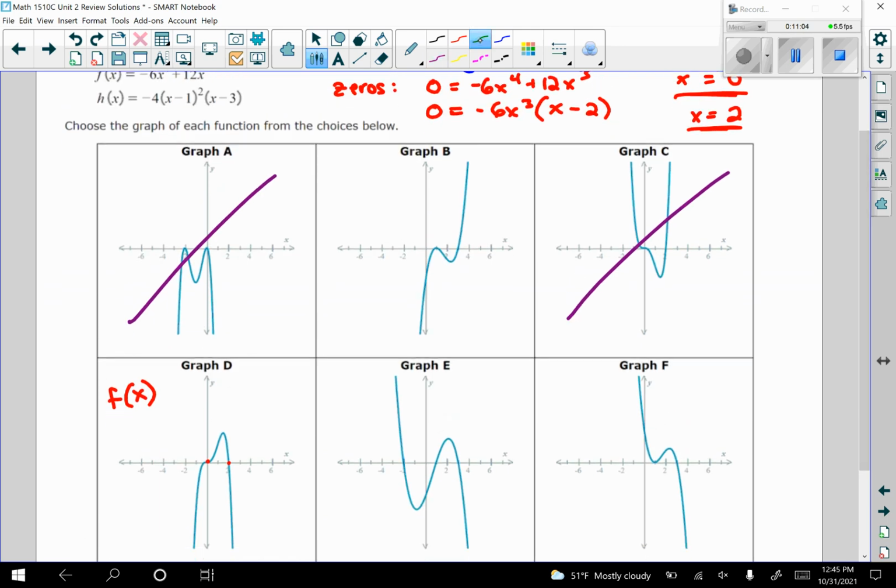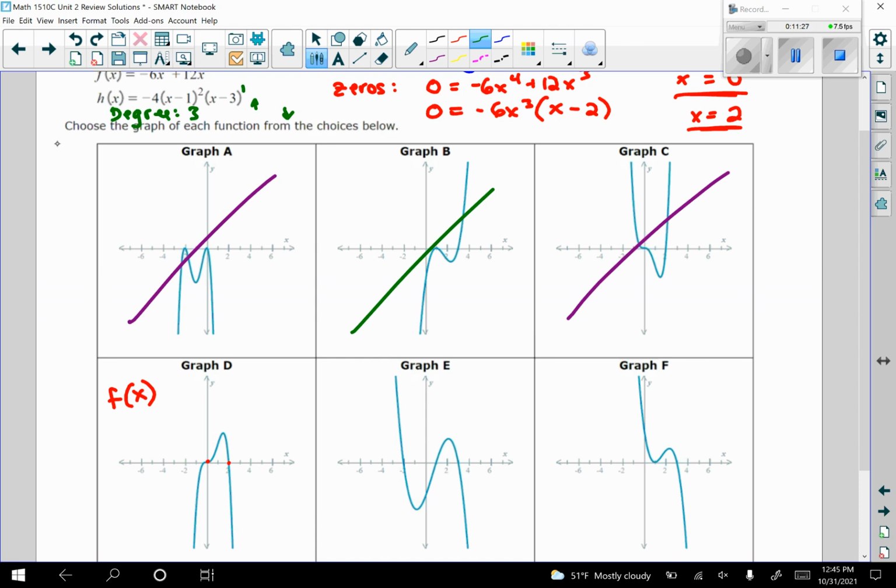So if we take a look at h of x, this also opens down. The degree is going to be 3. Since, or not opening down, but the leading coefficient is negative. So that means for an odd degree, leading coefficient is negative, it's going to rise to the left, fall to the right. So that could rule out B. So now I'm looking at graphs E and F.